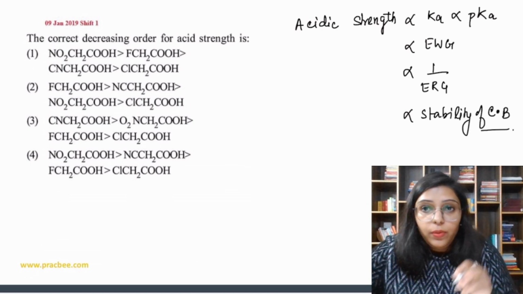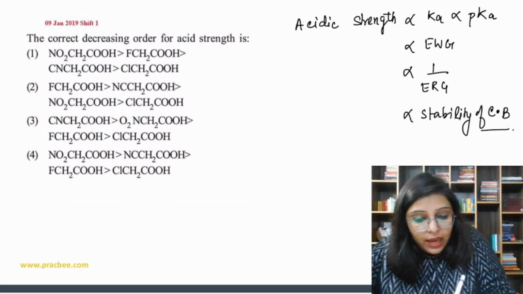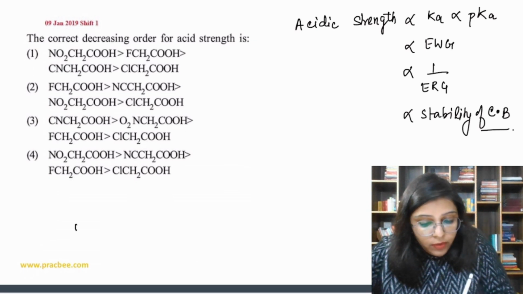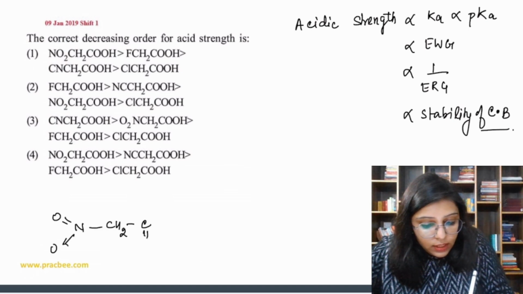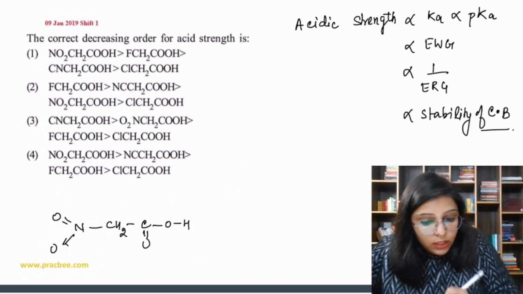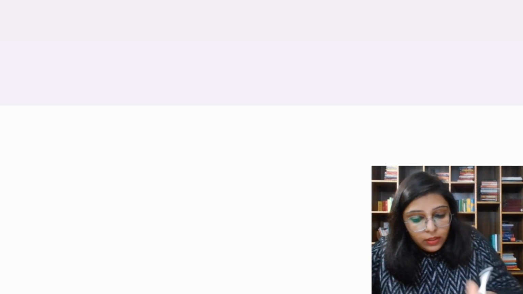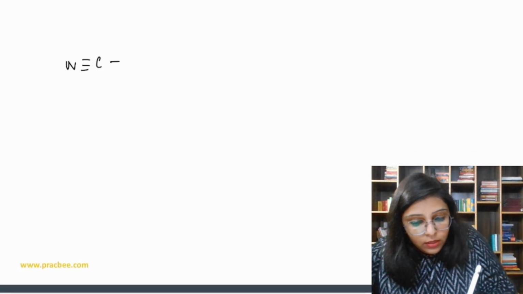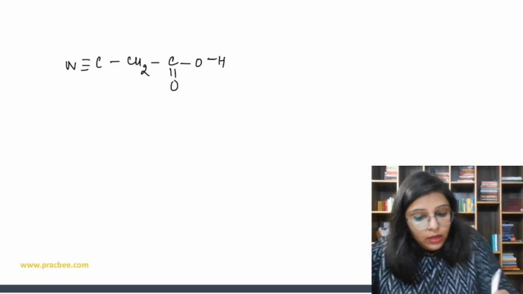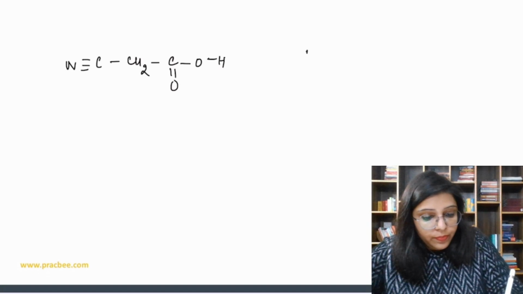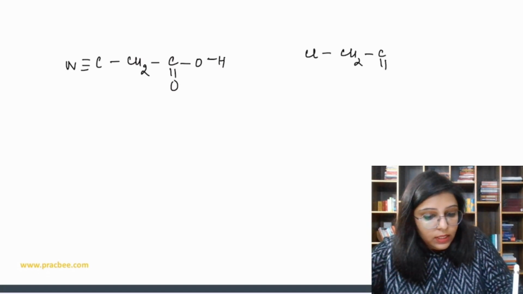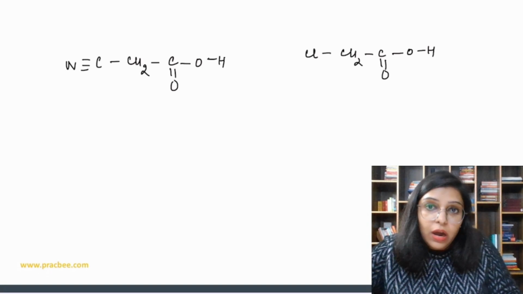Okay, so now in the question we have NO2CH2COOH, that is NO2CH2 and this is C double bond OH. Then we have FCH2C double bond OH, then we have C triple bond N CH2 C double bond OH, and last we have ClCH2C double bond OH. Now how to solve this question?